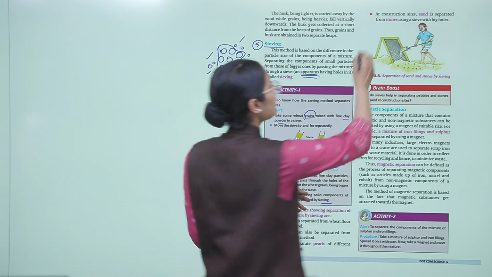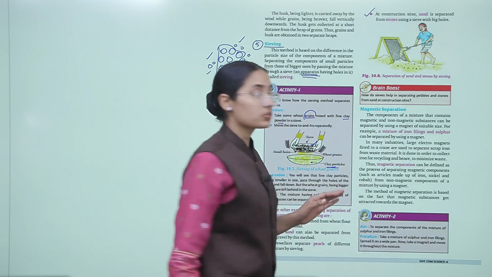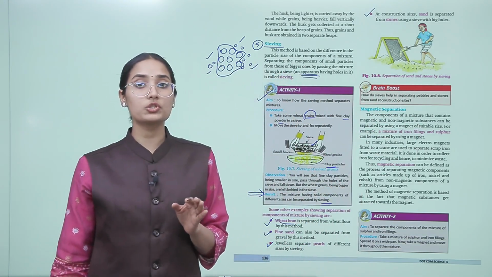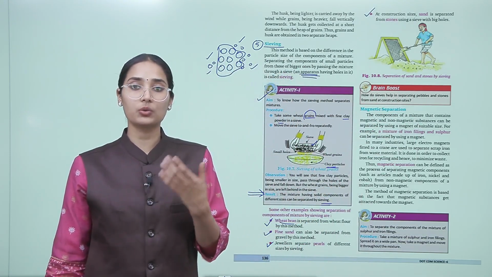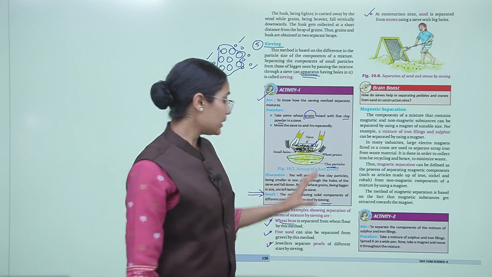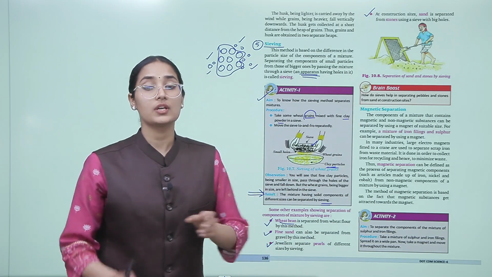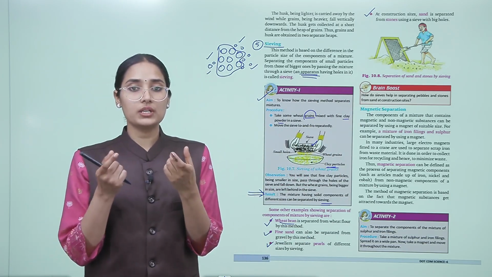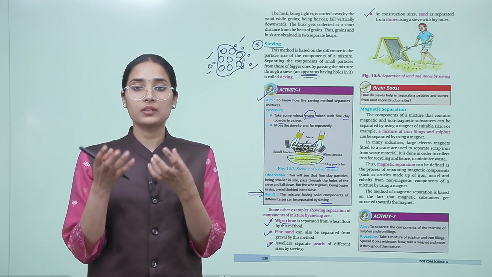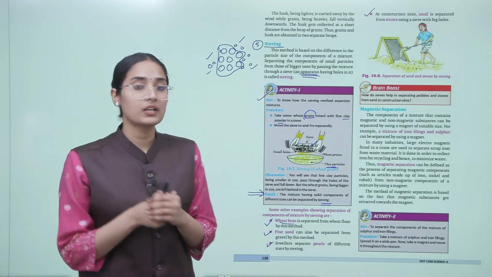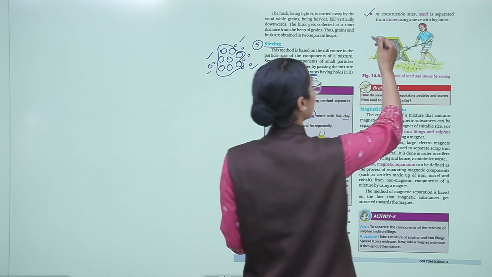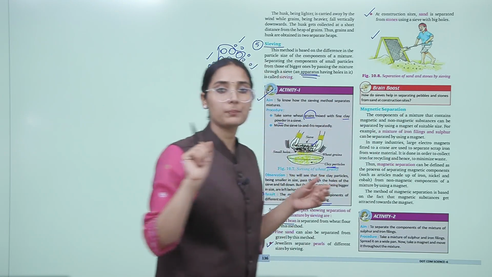Now at construction sites also this is used. Sand is separated from stones using a sieve with bigger holes. In all these situations, the sieve they are using depends upon the particle size, okay? Here the sieve will have bigger holes.